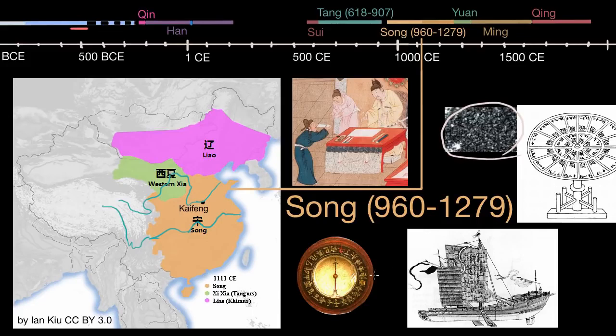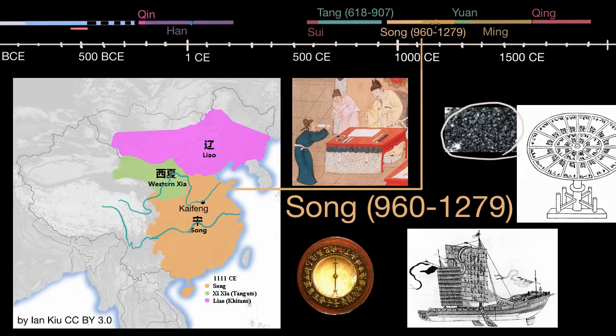You have the compass being perfected, especially for naval use, the boats being perfected. You see this reinvigoration and really the high point of the Chinese civil service. You see the emergence of Neo-Confucianism. But one question is, well, what allowed all of this innovation to take place? And also, what allowed for the stability of the Song dynasty?